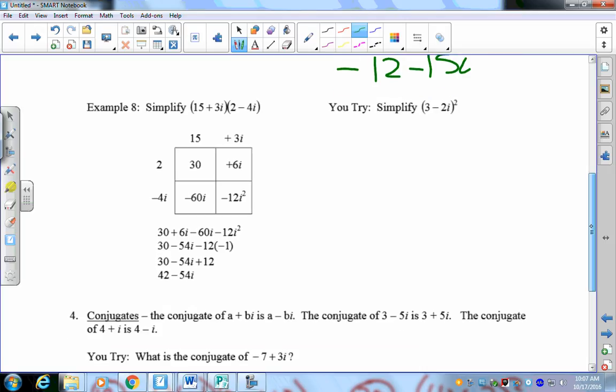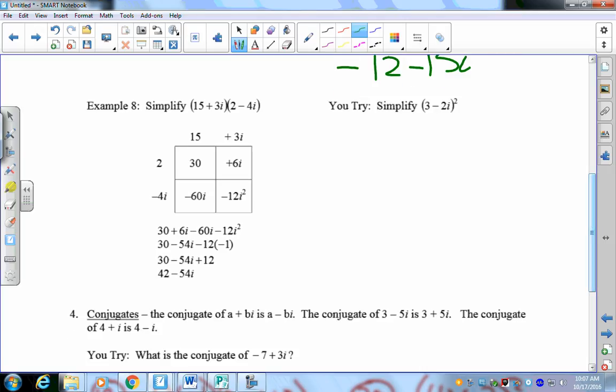All right, multiplication, same things apply. Multiply, change your exponents, simplify it. So you don't need to use a box unless you want to. You can just FOIL it out.